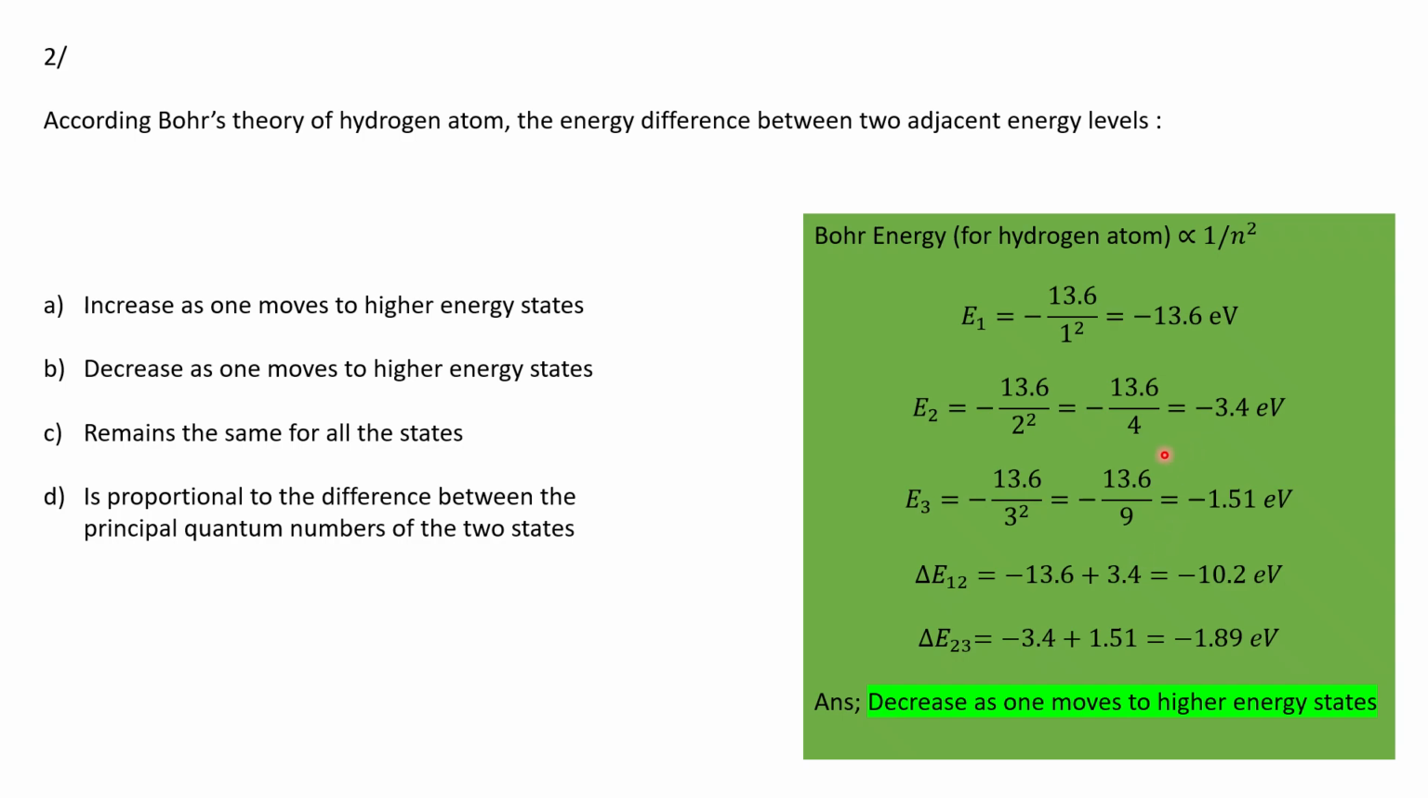As we see the difference between these consecutive states, that is E1 and E2, ΔE12 will be 10.2 electron volt, and ΔE23 is 1.89 electron volt. And we can see here that as we move to higher and higher energy states, the difference decreases. So option B, that is decreases as one moves to higher energy states, is the correct answer.